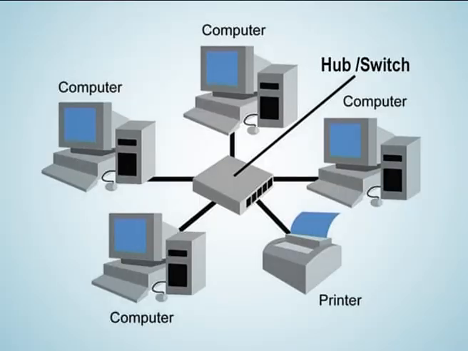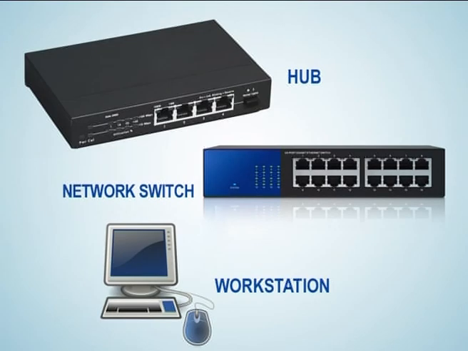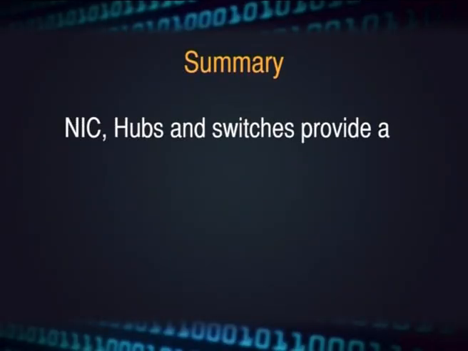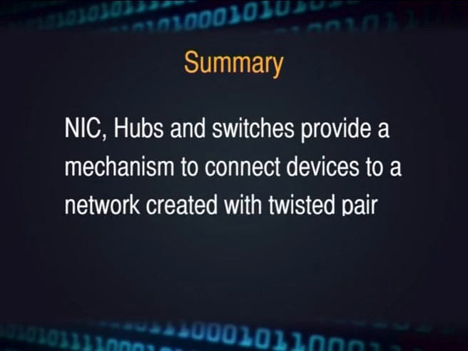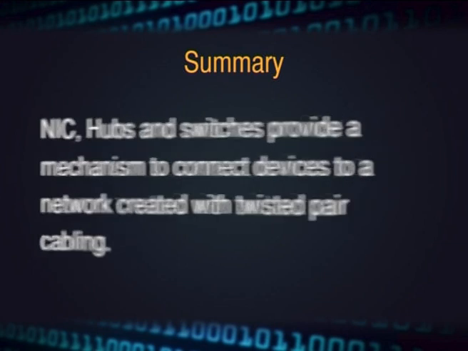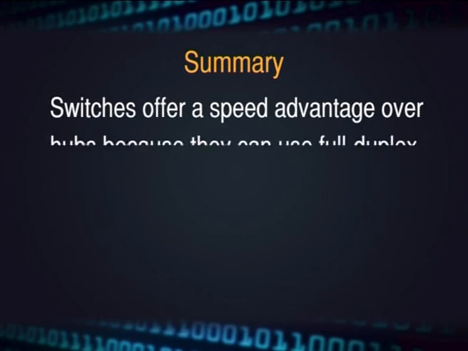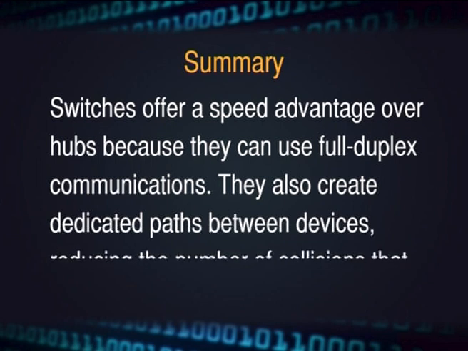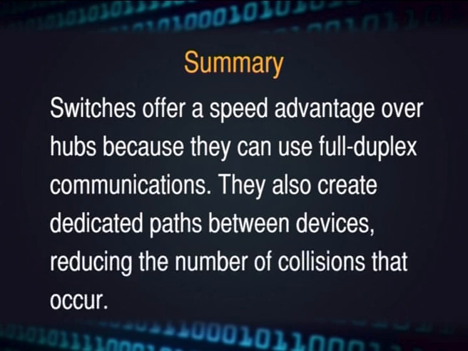Many devices are used to create networks, and we have discussed basic network hardware devices in this lesson. The devices discussed in this lesson are vital for the network as well as for the real world. NIC, hubs and switches provide a mechanism to connect devices to a network created with twisted pair cabling. Switches offer a speed advantage over hubs because they can use full duplex communications. They also create dedicated paths between devices, reducing the number of collisions that occur.